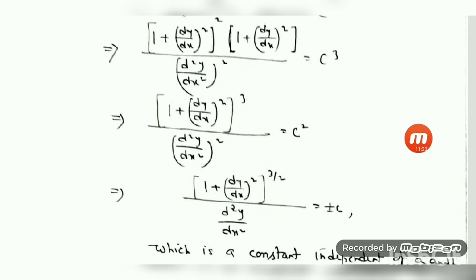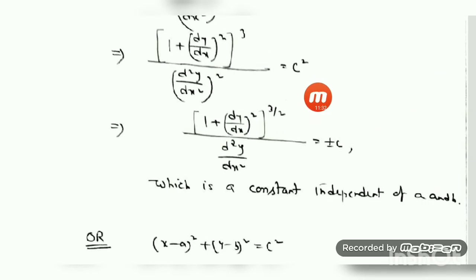Just make the correction. So here you see what is your c. Taking the square root, you will have what? This whole to the power 3 by 2, and this square will be removed. And you see c, this value, we have to find out the value of this, and this value we have got it plus minus c, which is a constant independent of a and b.